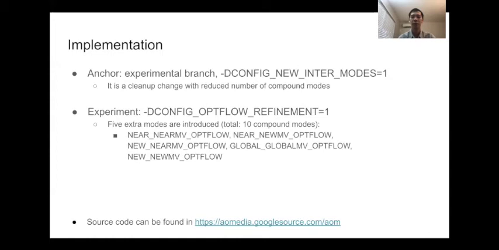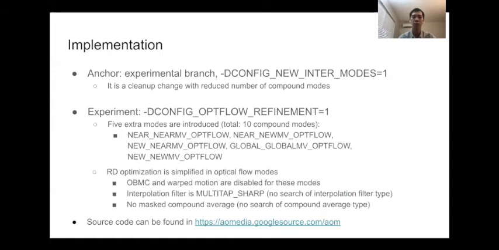Because there are many more compound modes, we simplify the RD search in many places. For example, we disable OBMC and warped motion in the new modes we introduced. We also remove the search of interpolation filter and always set it as a sharp filter. We also remove the search of compound average type and always use a weighted compound average, which I will mention later.